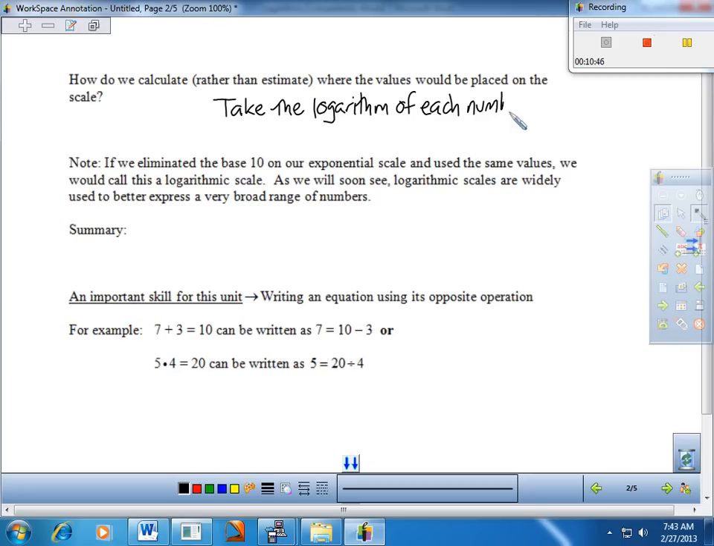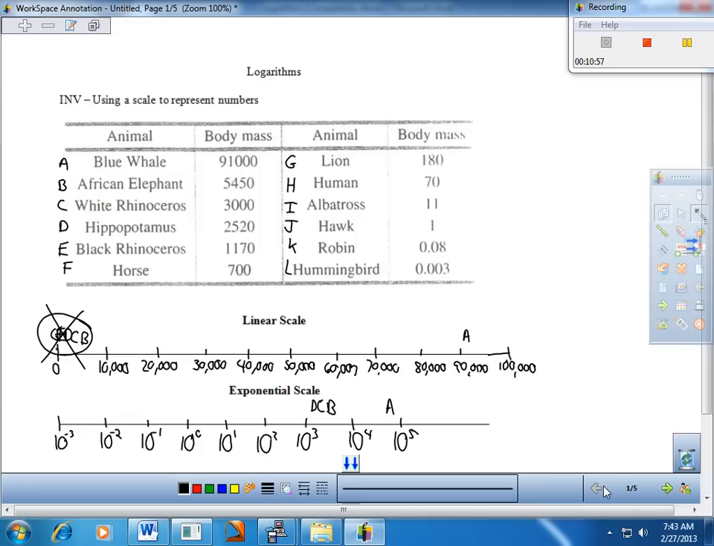Obviously, stay with it. If it's clicking for you, great. And if it's not, please give it time. But that's basically what I'm going to do. I'm going to take the logarithm of each number. And when I take the logarithm of each number, it should tell me the exponent that I should place it near. So let's give it a try.